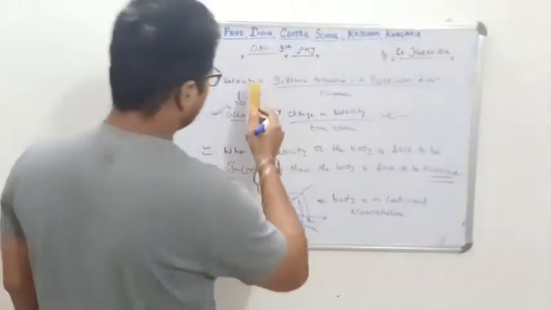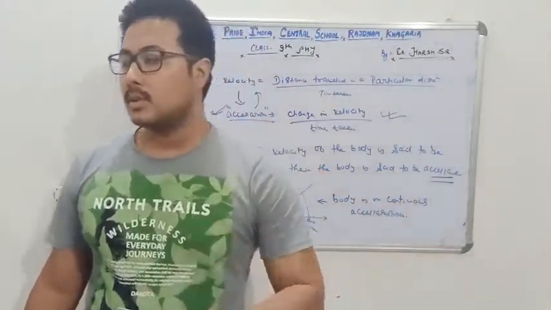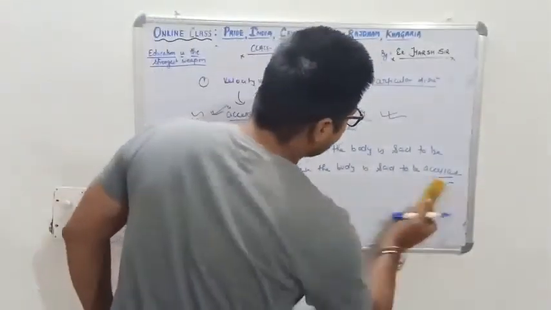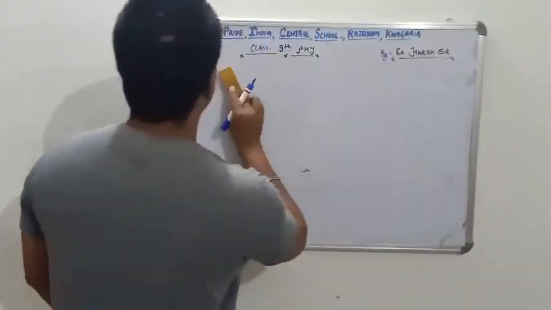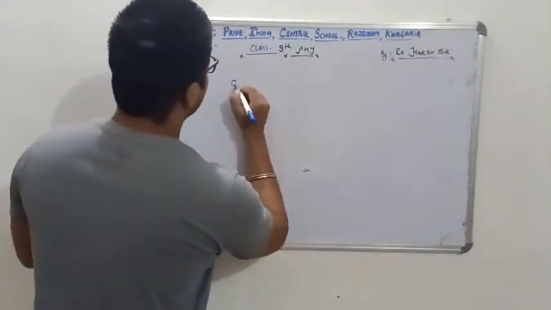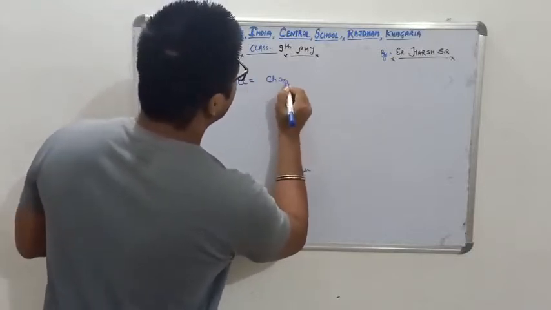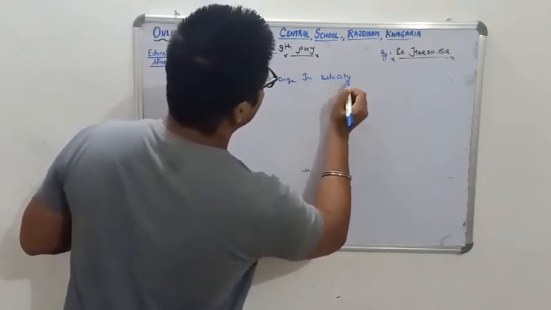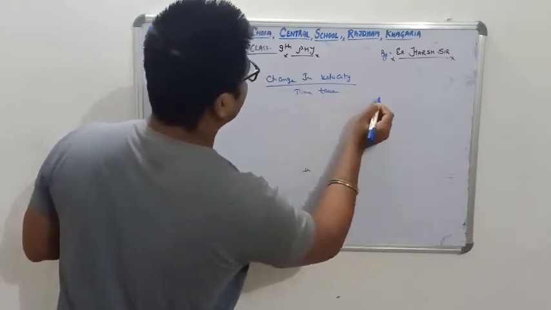So far we have seen velocity and acceleration. When the velocity of the body is continuously changing, then the body is said to be in acceleration. Now we have to see the SI unit of acceleration, and also what the change in velocity is, because acceleration is nothing but the change in velocity divided by the time taken for the change.